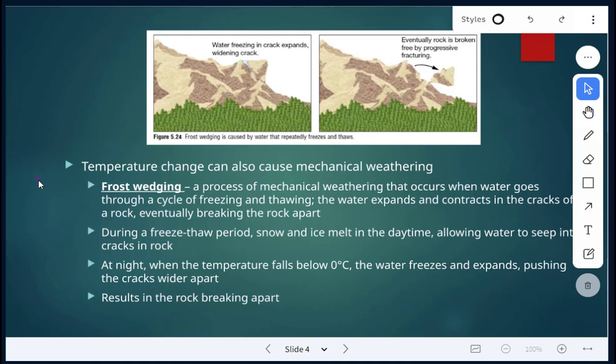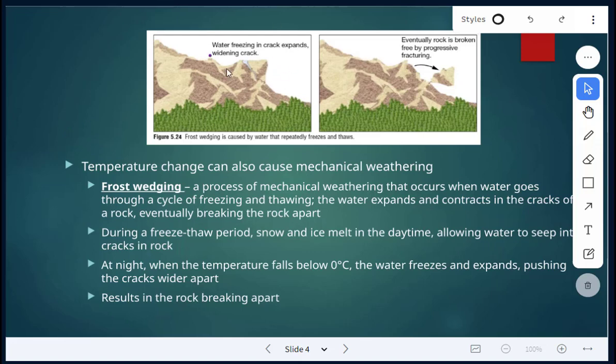So during this freeze-thaw period, snow and ice melt in the daytime, allowing water to seep into the cracks in the rock. And then at nighttime, the temperature falls below 0 degrees Celsius. The water will freeze and expand. It'll push the cracks wider apart, which will result in the rock breaking apart. Okay, so it's a repeated freeze-thaw period. Water will repeatedly freeze and then thaw.